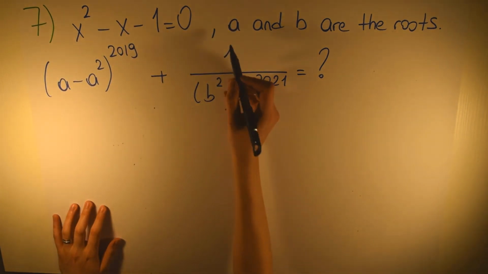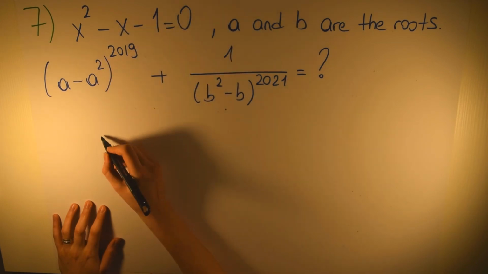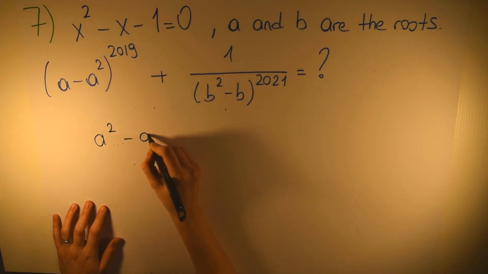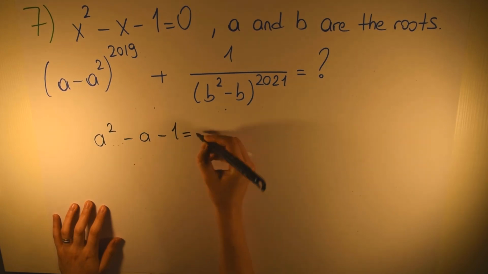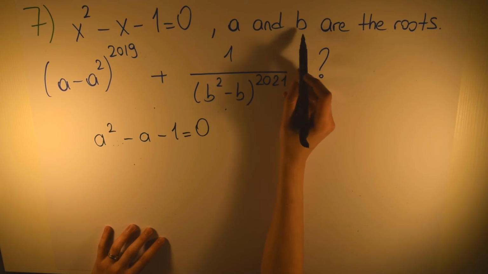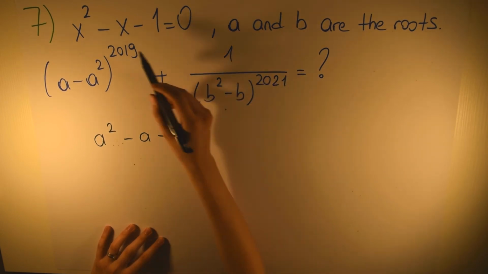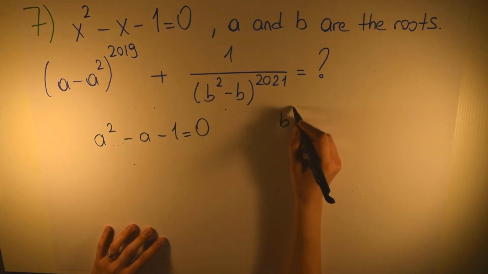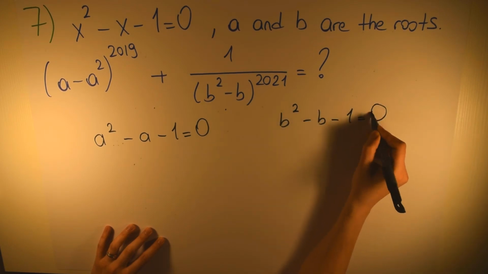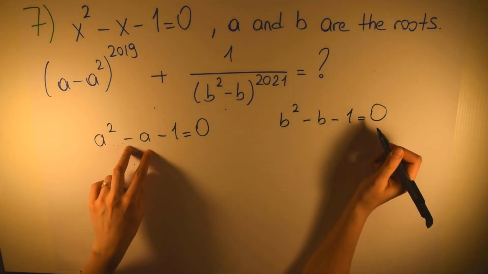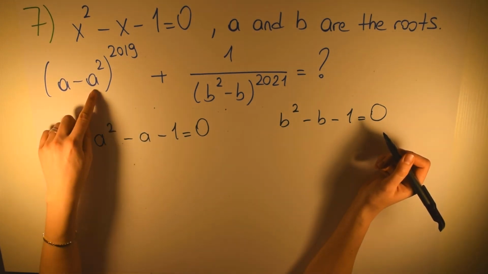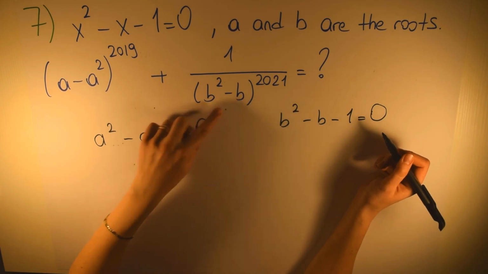So let's do that. Let's put a instead of x. So here we will have a squared minus a minus 1 is equal to 0, right? It's also the same for b. Let's put b instead of x. Here we will have b squared minus b minus 1, which is equal to 0. So from these two equations, I will try to find the value of these two expressions.